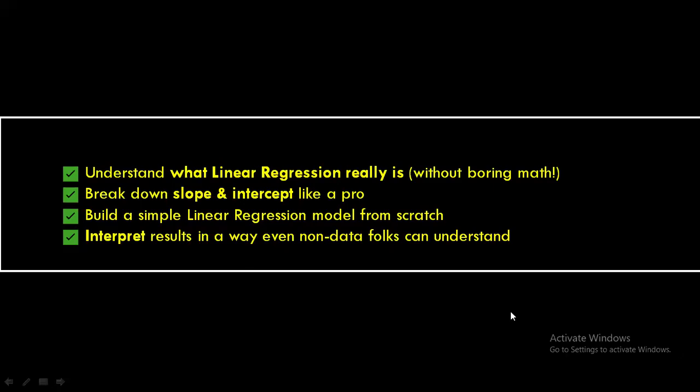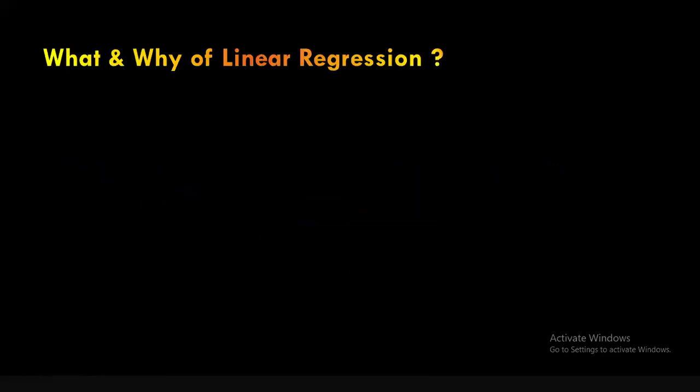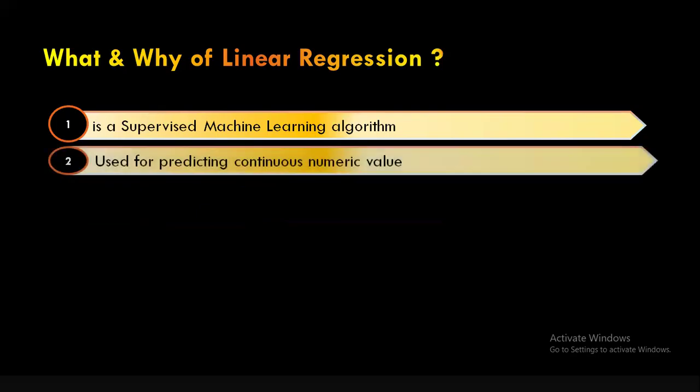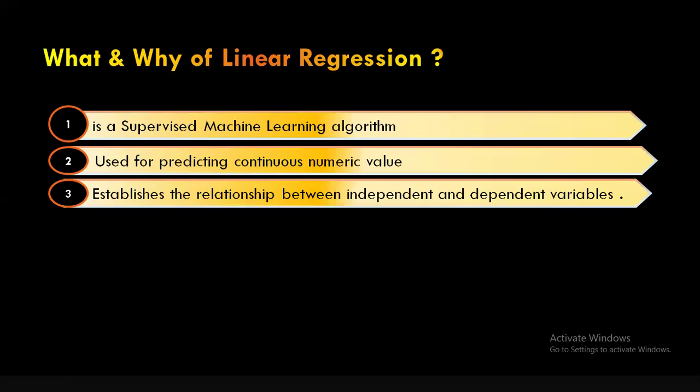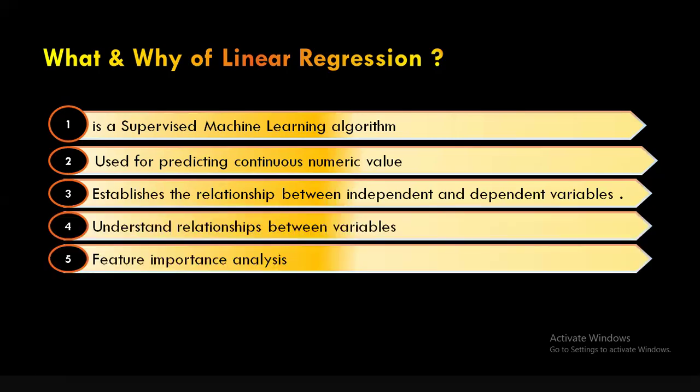What is linear regression? It is a supervised machine learning algorithm. We already discussed this, right? It is used for predicting a continuous numerical outcome value. One of the key reasons we use linear regression is to establish the relationship between the independent and dependent variables, and it also helps us with feature importance analysis.